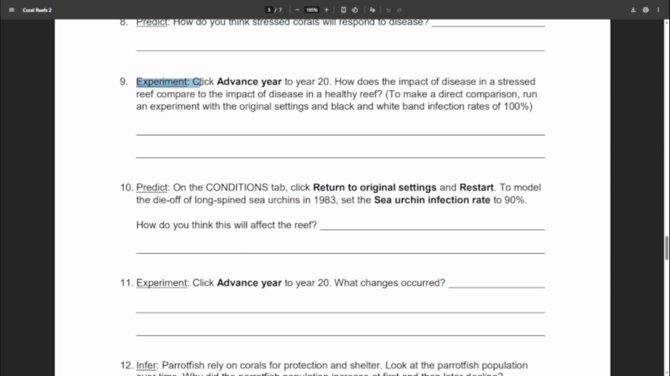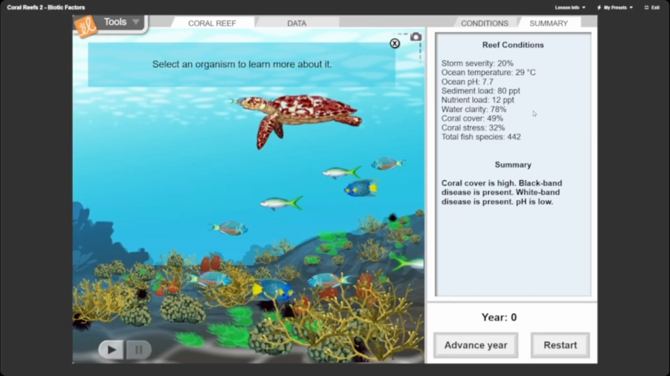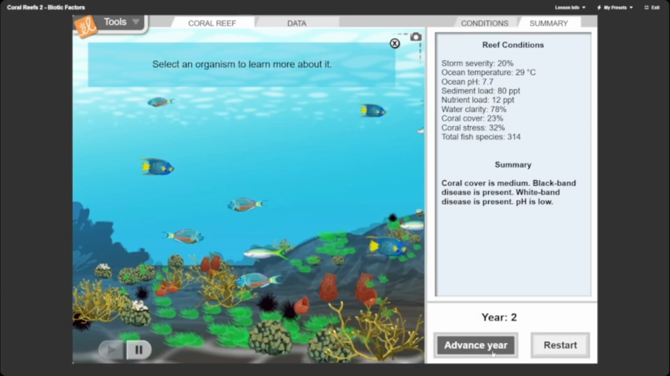Number 9, experiment. Click advance year to 20 years. How does the impact of the disease in a stressed reef compare to the impact of the disease in a healthy reef? To make a direct comparison, run the experiment with the original settings of the black and the white infection rates. So what you're doing is we're going to advance this 20 years.